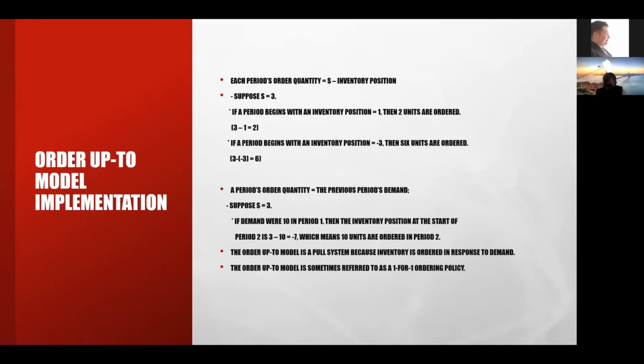If a period begins with an inventory position of -3, then the units to be ordered is 3 minus -3, which is 6. A period's order quantity equals the previous period's demand. Suppose our up to level is 3. If demand were 10 in period 1, then the inventory position at the start of period 2 is 3 minus 10, which is -7, which means 10 units are ordered in period 2. The order up to model is a pull system because inventory is ordered in response to demand. It is sometimes referred to as a one-for-one ordering policy.